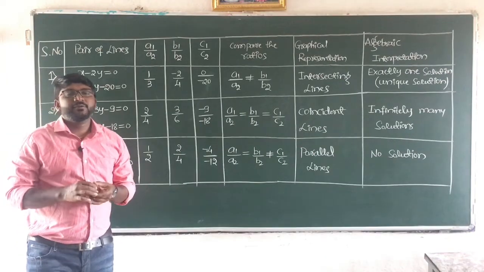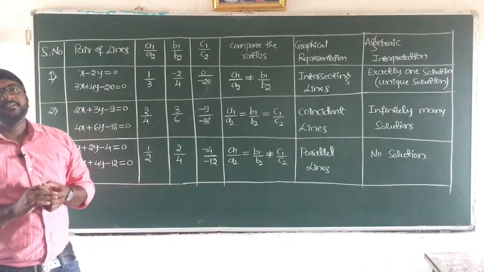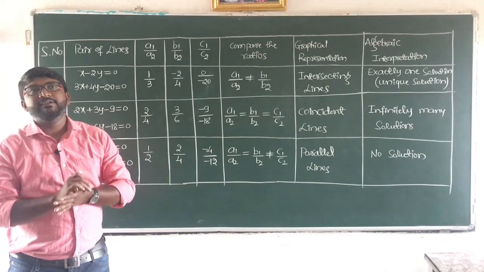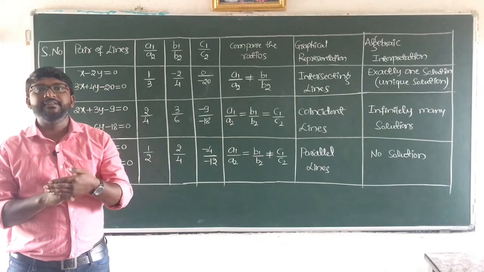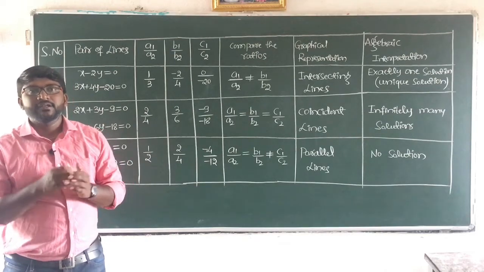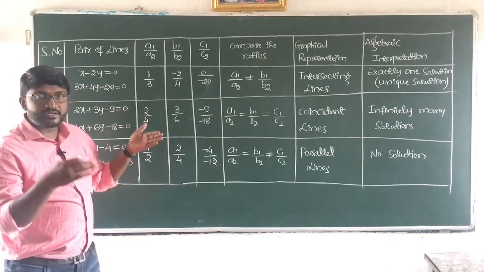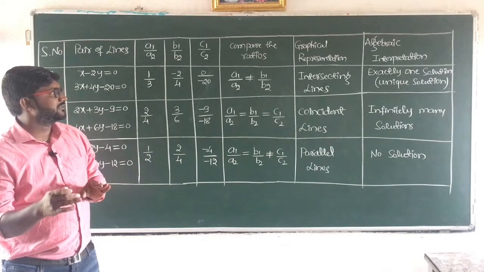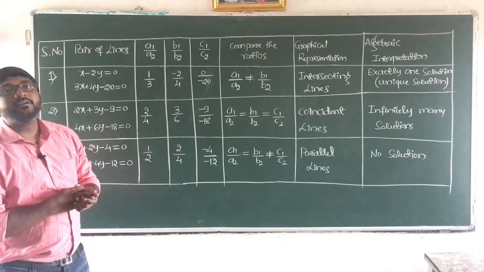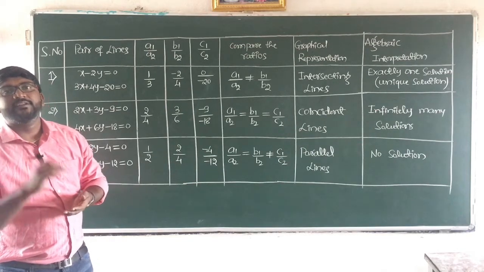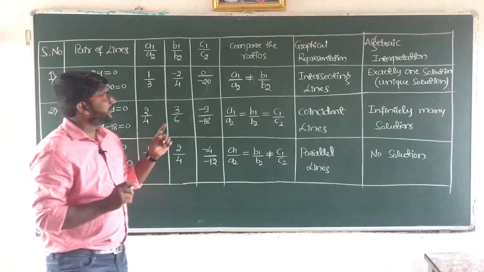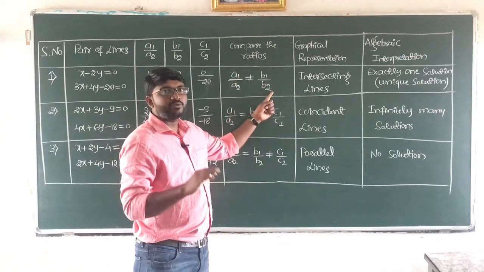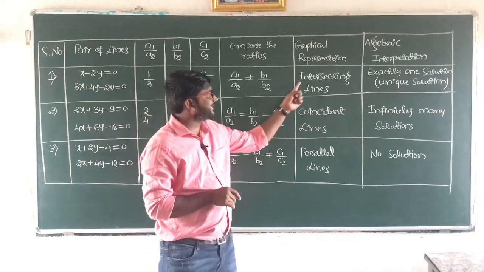So what did you observe from this table? In the previous section, we used to draw the graph, and then we used to come to the conclusion that they are intersecting lines, parallel lines, or coincident lines. Now without drawing the graph, we can come to the conclusion that they are intersecting, coincident or parallel based on the comparison of their ratios. See here, if A1 by A2 is not equal to B1 by B2, we can say that they are intersecting lines.